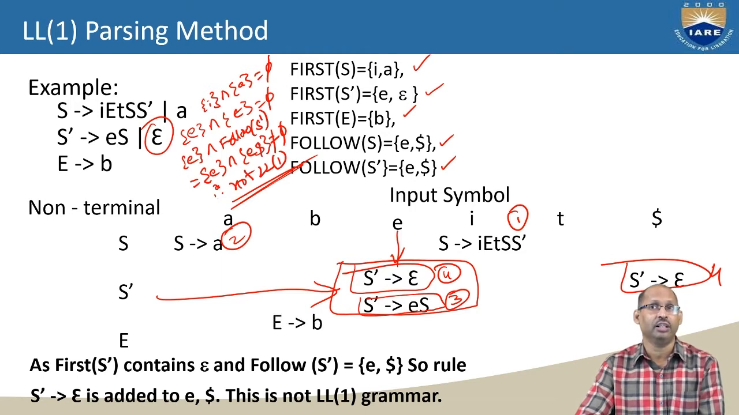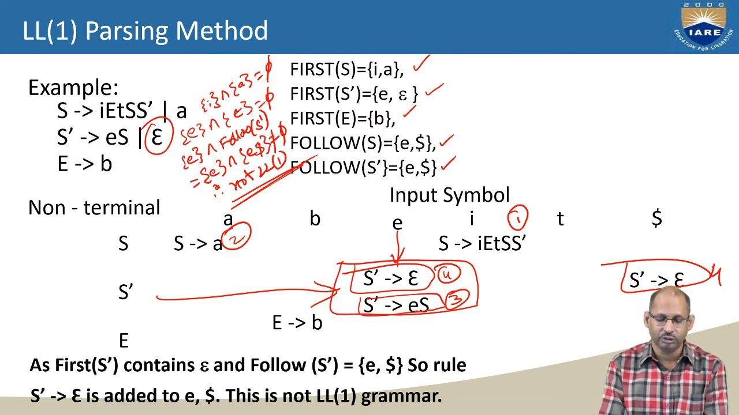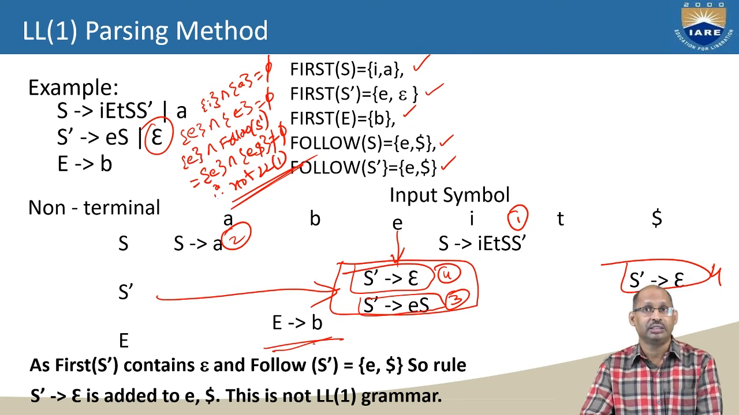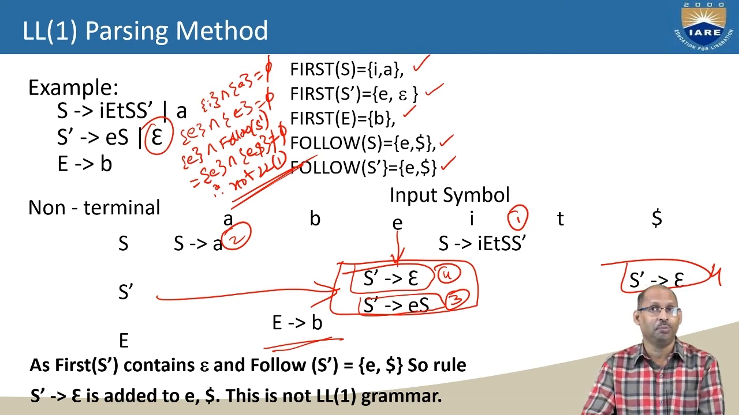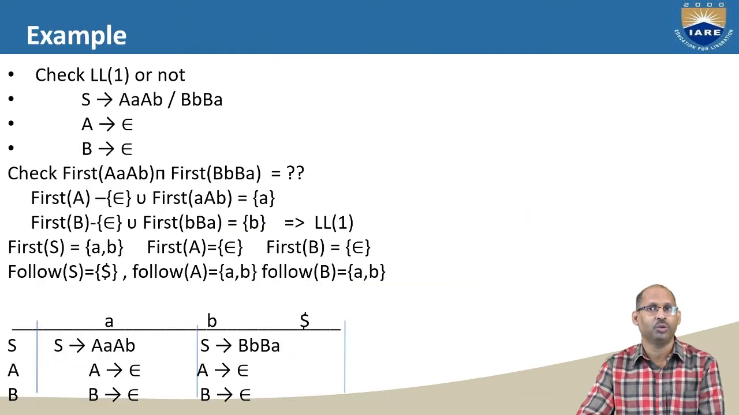Then finally for the fifth production, simply E gives B, so we write it under B. Since the third and fourth productions result in multiple entries, the grammar is not LL1 grammar. We'll see one more example.